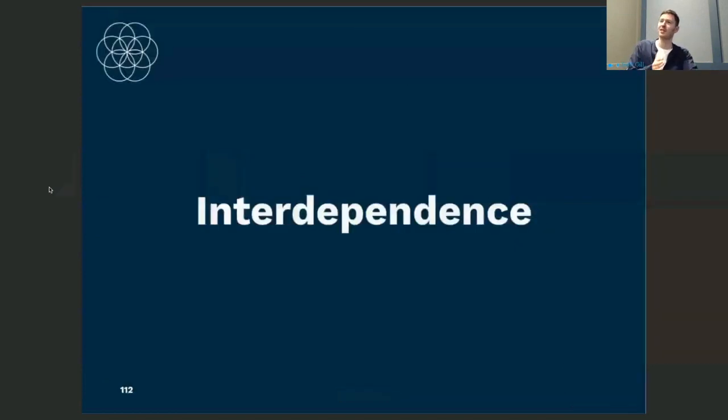So number one, interdependence. We talked about it a little bit earlier, but really this idea that we need to respect the fact that we live on a finite planet with finite resources, and our actions can in fact affect the whole. So it's in the name, it's also one of our values.